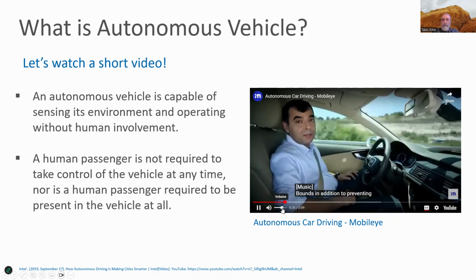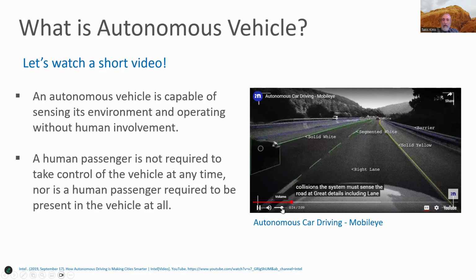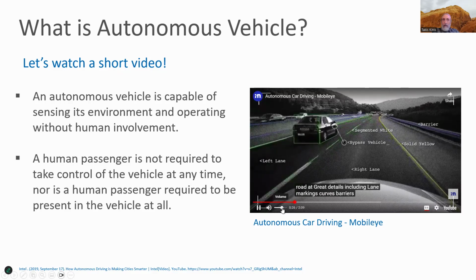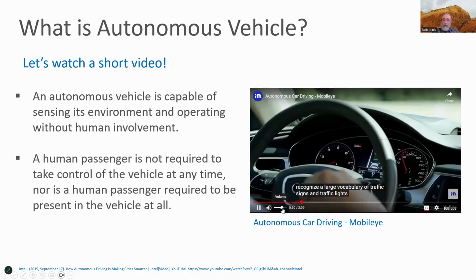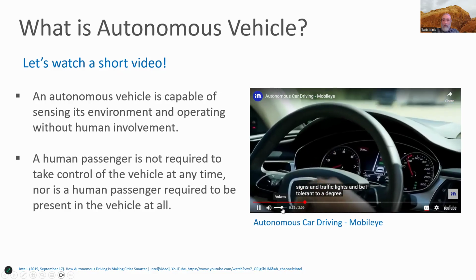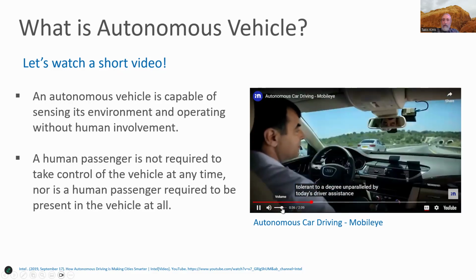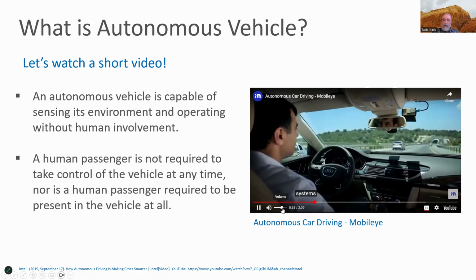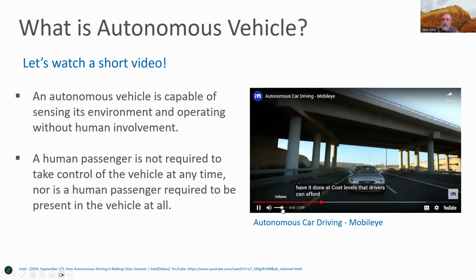In addition to preventing collisions, the system must sense the road in great detail, including lane markings, curbs, barriers, and obstructions, recognize a large vocabulary of traffic signs and traffic lights, and be fault tolerant to a degree unparalleled by today's driver assistance systems. But the greatest challenge is to have it done at cost levels that drivers can afford.